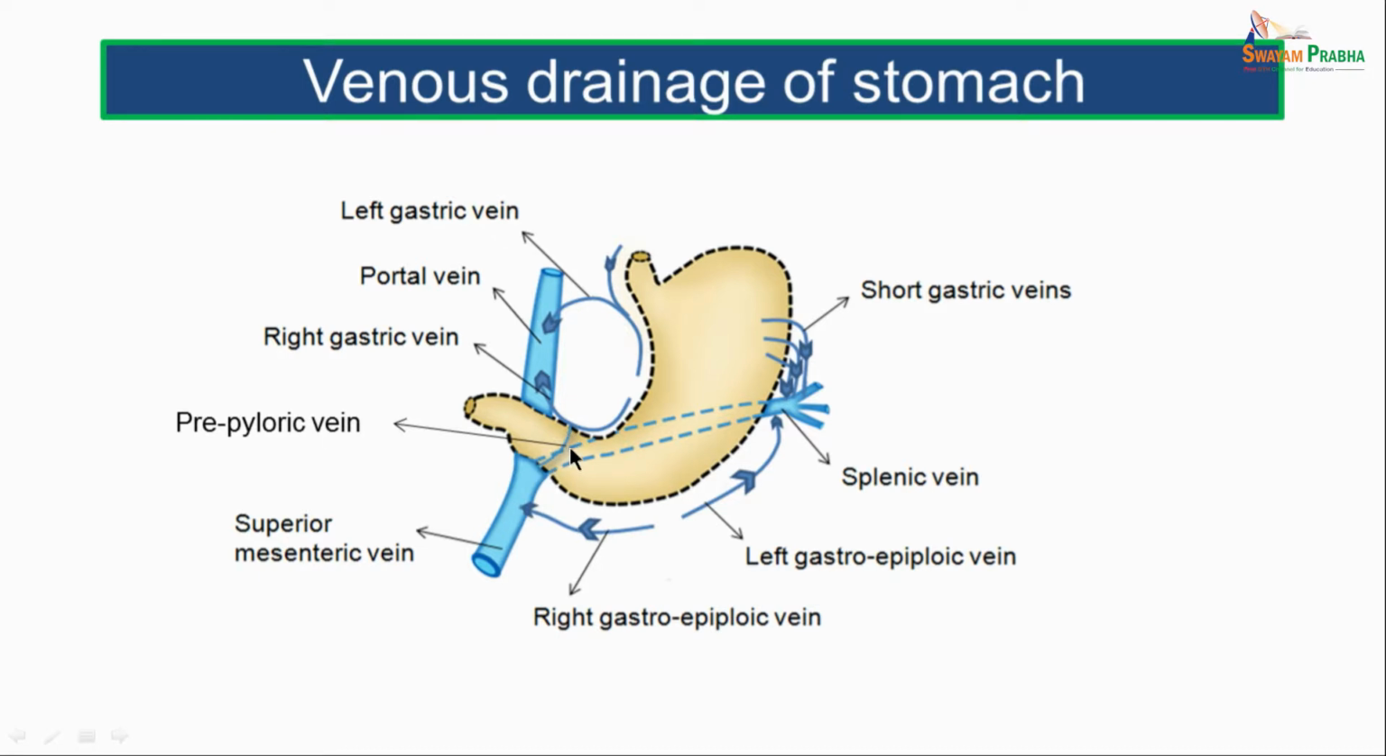The pre-pyloric vein of Mayo drains its blood into the right gastric vein. The right gastric vein drains into the portal vein. Veins draining the lower part of the esophagus drain into the left gastric vein. The left gastric vein in turn drains into the portal vein. Thus, the entire venous drainage of the stomach will ultimately go into the portal vein.